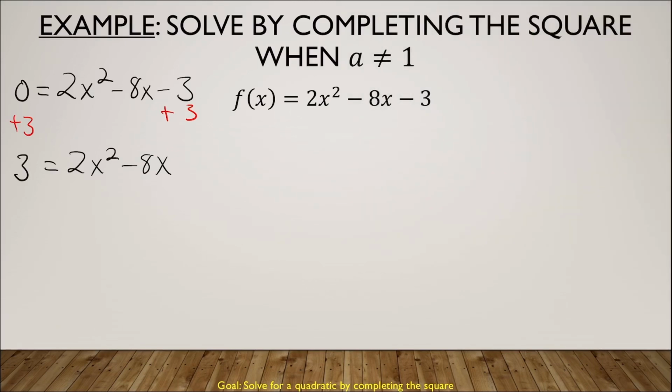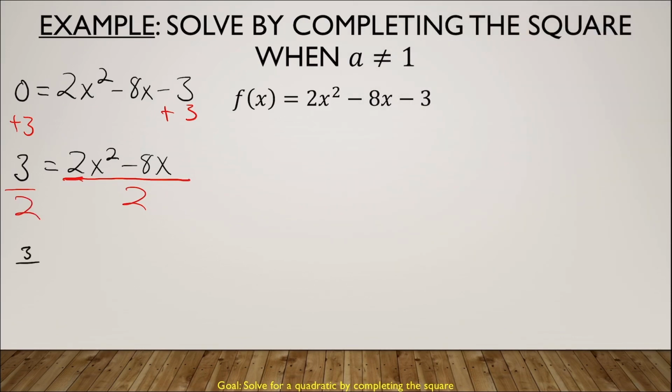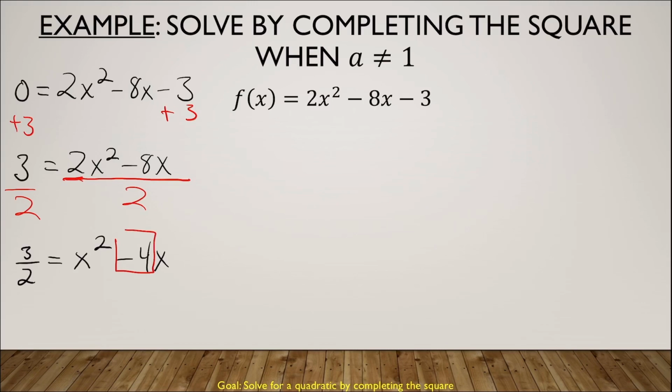Well, I need this right here to be a 1. So I'm going to divide everything by that 2 to get rid of it so that it is a 1. So I get 3 halves equals x squared. Negative 8x divided by 2 is negative 4x. Okay, now we can complete the square. We're going to make that perfect square on that right side.